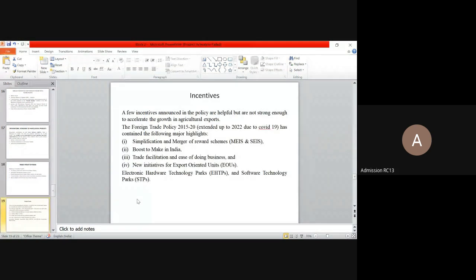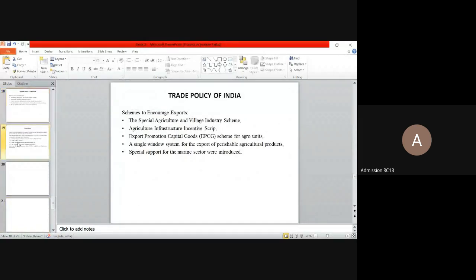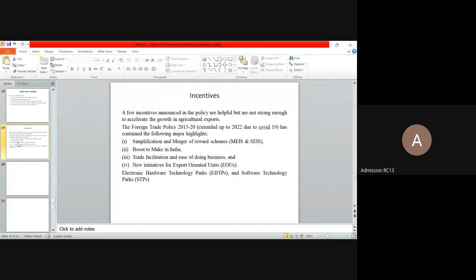Incentives is the last part which we wanted to touch upon. The government has come up with a lot of incentives. Incentives were announced through the policies, which not only made the agribusiness people feel strong, but also helped in export. So the foreign trade policy 2015-20 is still the same policy that exists. It was extended up to 2022, but now again it has been extended. They have not yet come up with a new foreign trade policy. The same 2015-20 policy is still existing, because they have postponed it for 6 months, and again postponed it for 6 months due to COVID. They said the same foreign trade policy will be extended till 2023, and it is currently going on. This trade policy has major highlights like simplification and merger of reward schemes, MEIS and SEIS.